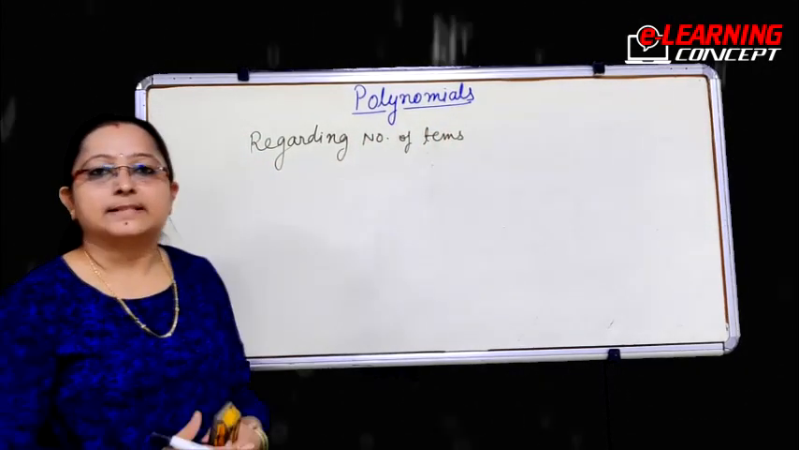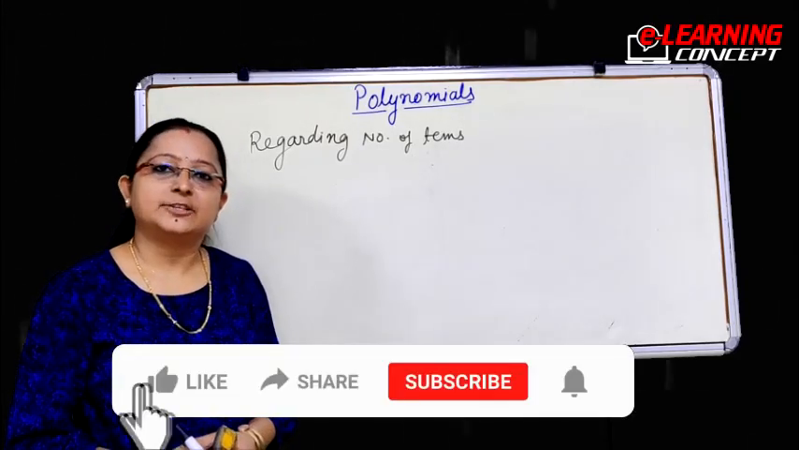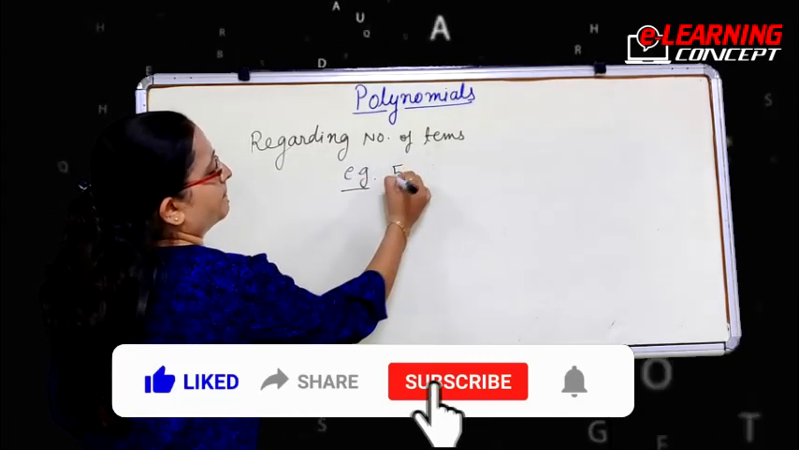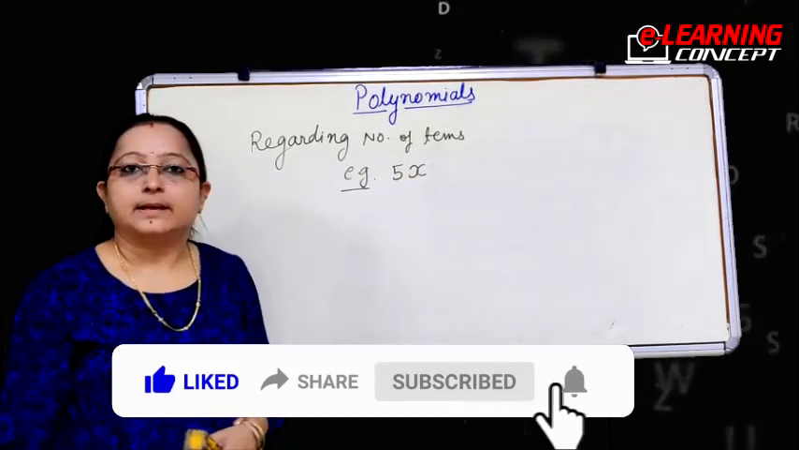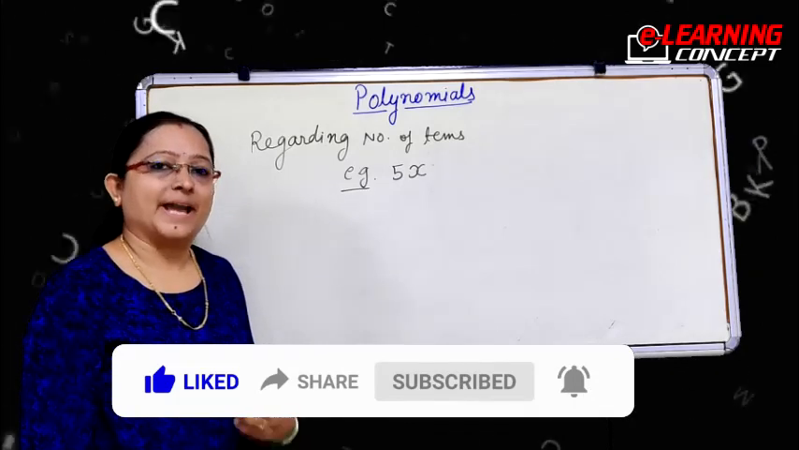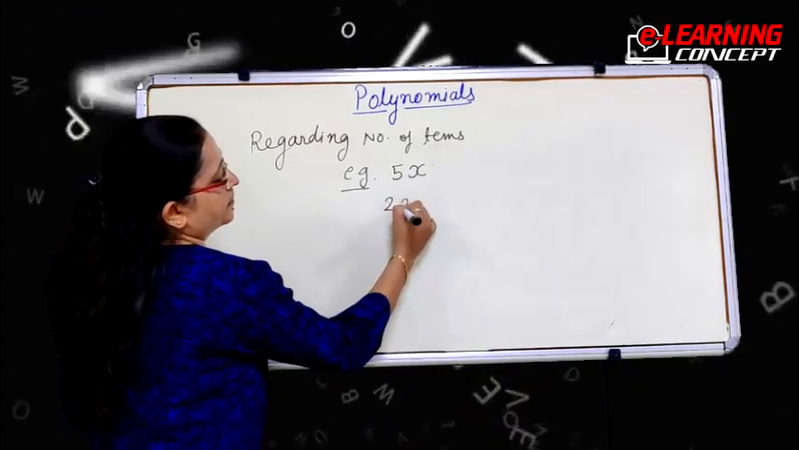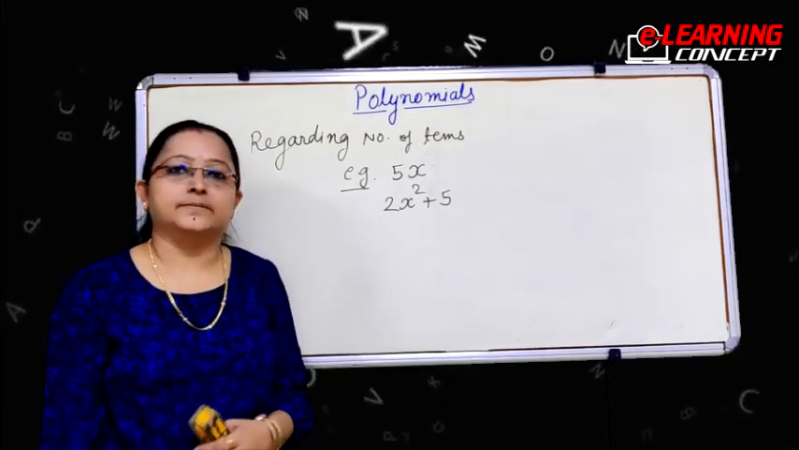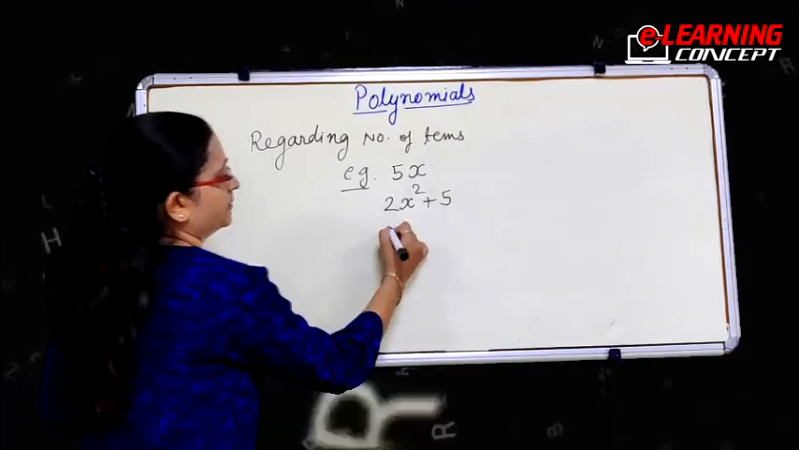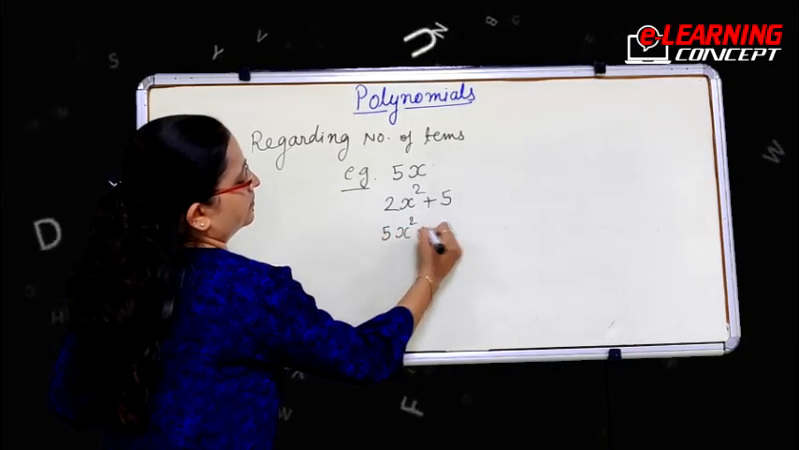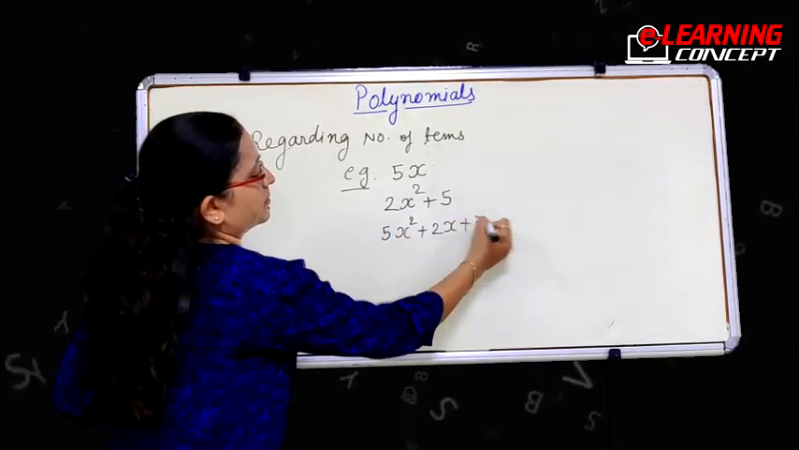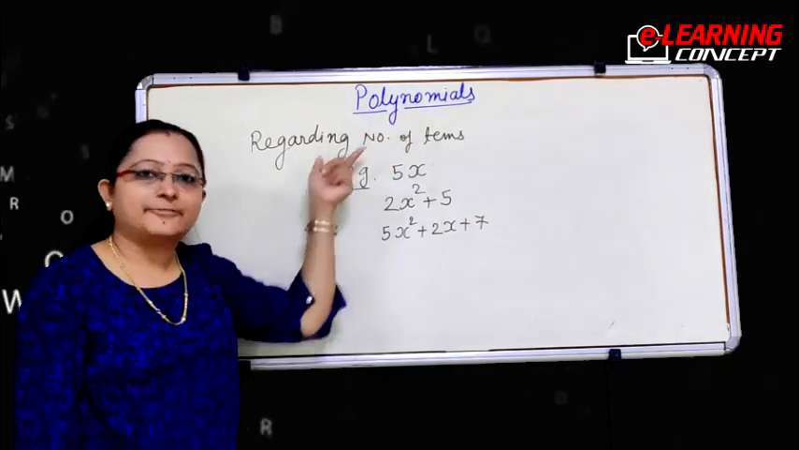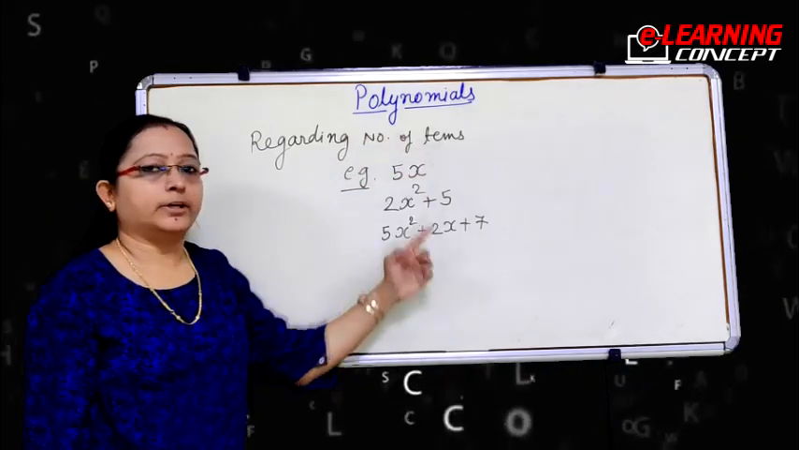If the polynomial has only one term, that is called monomial. For example, having two terms, then binomial. If it is having three terms, it is called trinomial. So these are the categories where the polynomials are classified regarding number of terms.